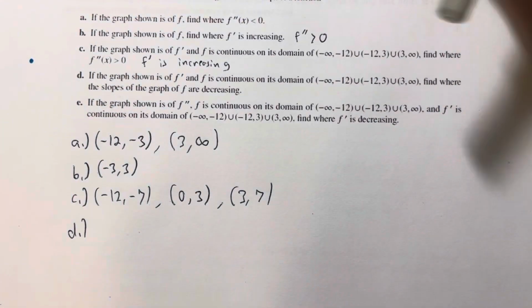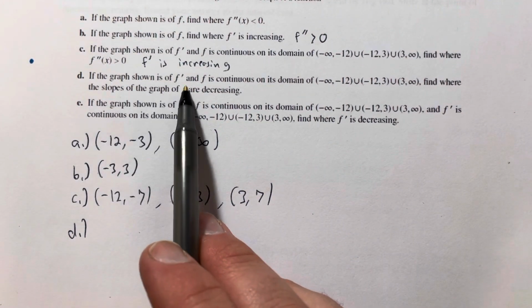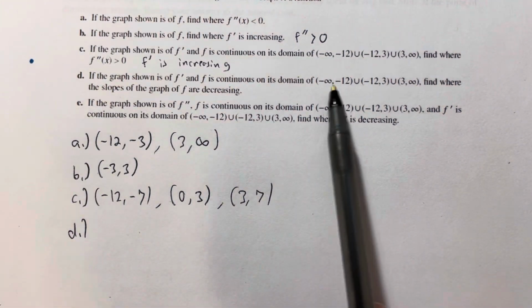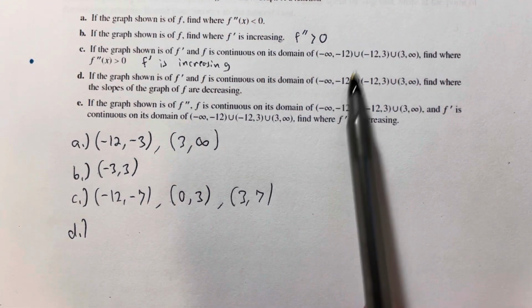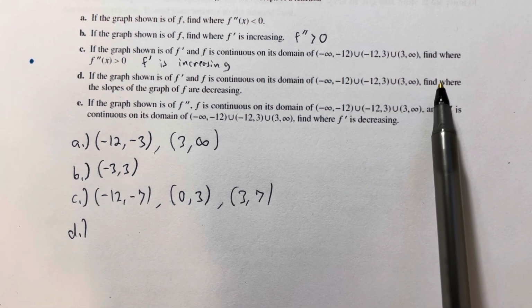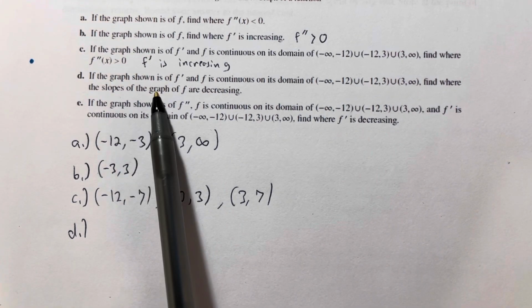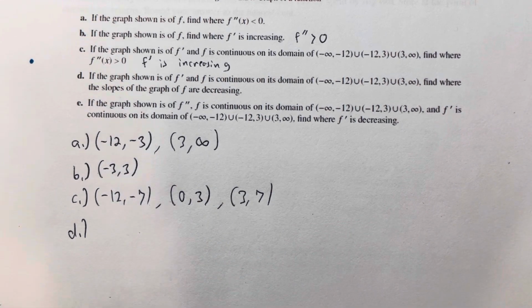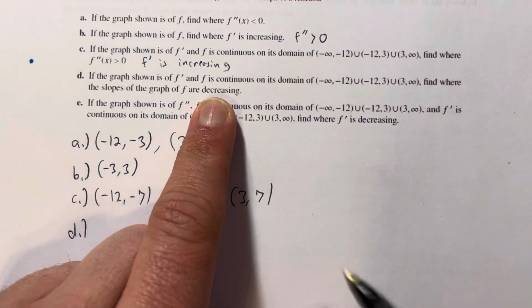Let's take a look at part D. Part D says if the graph shown is of f prime, so we're again thinking of this as the graph of f prime, and if f is continuous on its domain, notice the first sentence is identical to this one. This time we want to find where the slopes of the graph of f are decreasing. Okay, so this one you have to read really, really carefully. So what does this mean?